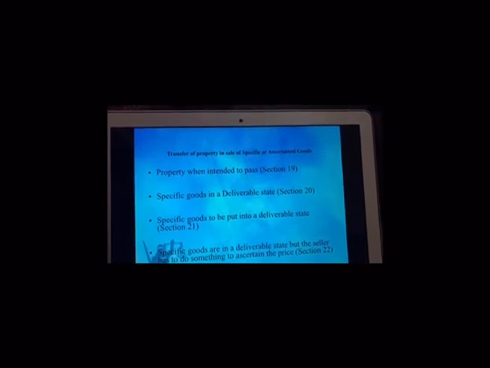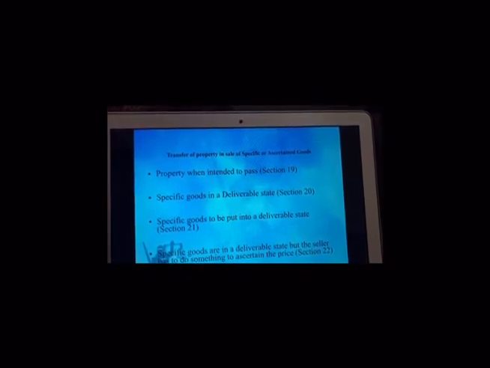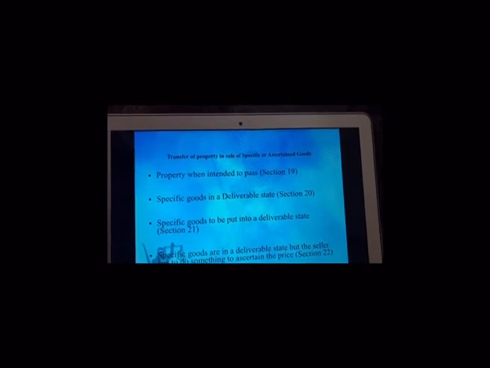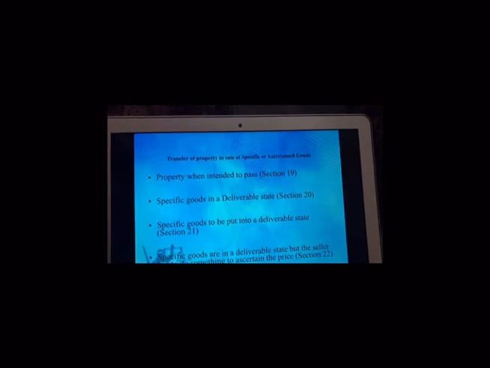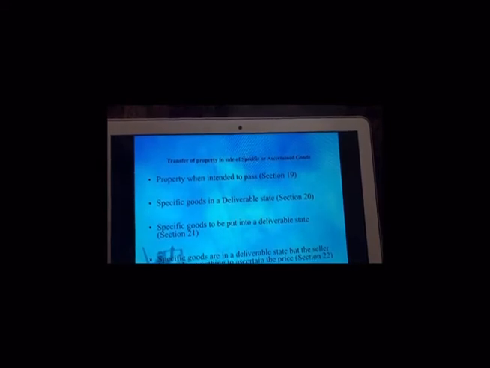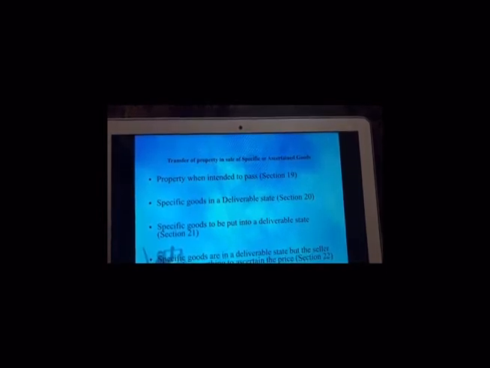Section 20. Specific goods in a deliverable state. Section 20 says, in a contract of the sale of specific goods which is unconditional in nature, the property in the goods is transferred from the seller to the buyer at the time of formation of the contract. However, the only precondition required for the transfer of property is that the good must be existing in a deliverable state. The delay in the payment or delivery of goods or both is not something which holds importance. Section 21. Specific goods to be put in a deliverable state.